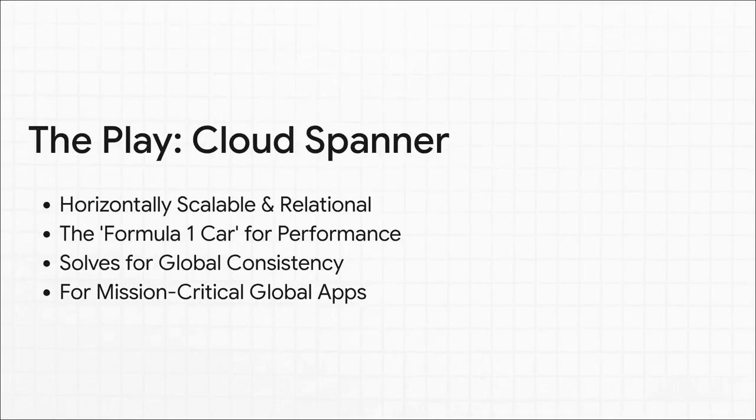This is when you call in the specialist, Cloud Spanner. So if Cloud SQL is the sedan, Spanner is the Formula One car. It is an absolute engineering marvel, and it's designed for one very specific, high-stakes job: giving you the strong consistency of a relational database, but with insane horizontal scalability across the entire globe. This is the choice for your most critical, global-scale apps.